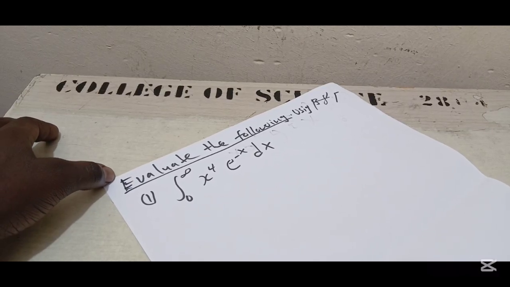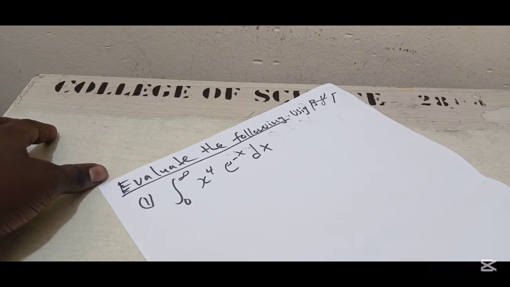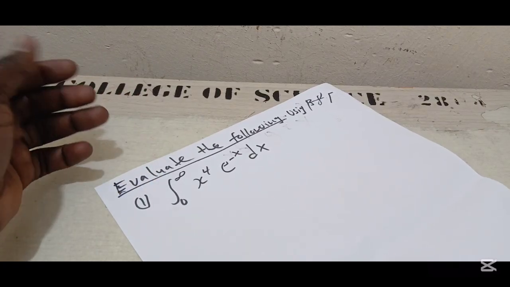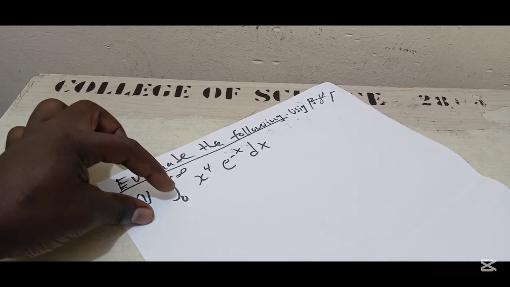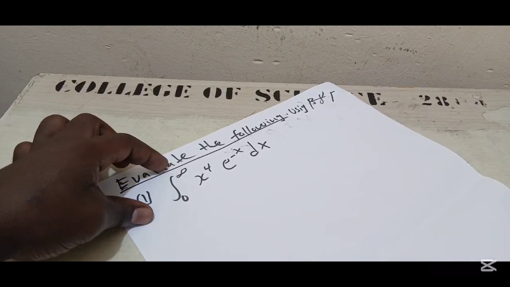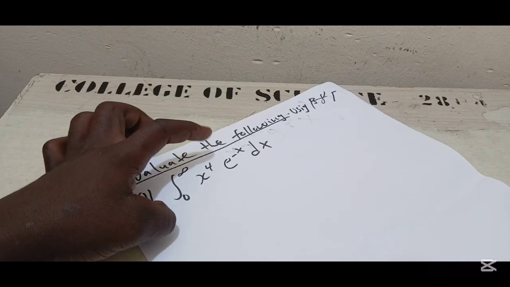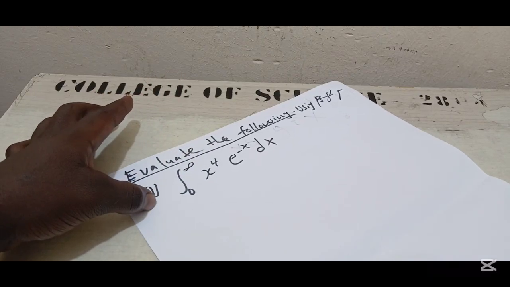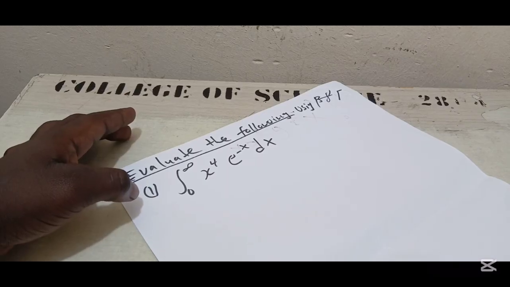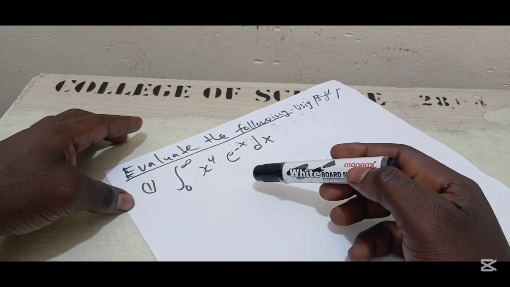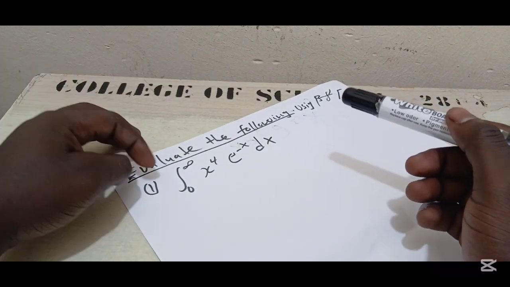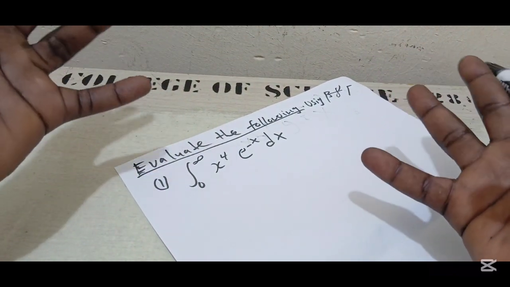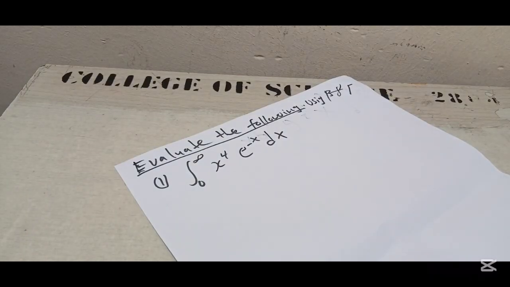This is a continuation of gamma functions, solution to gamma function problems. We are to evaluate the integral from 0 to infinity of x to the power 4 e to the power negative x dx. And like I always said, anytime you see an integral problem and the limit is from 0 to infinity, try pushing your mind to gamma functions.